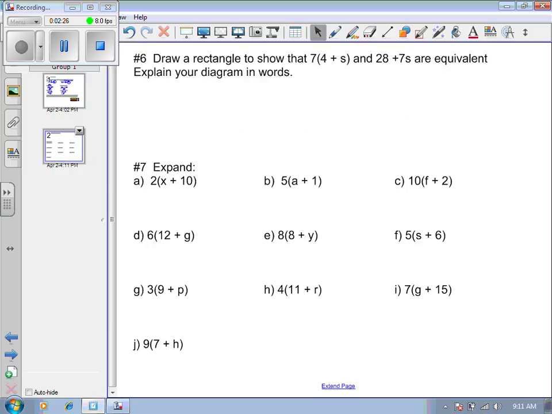Now it says to expand. So we're going to take the 2 and we're going to apply it to the x. 2 times x gives us 2x, perfect, 2 times 10 gives us 20. We can't add these because we have apples and we have oranges. And we can't add the 2.